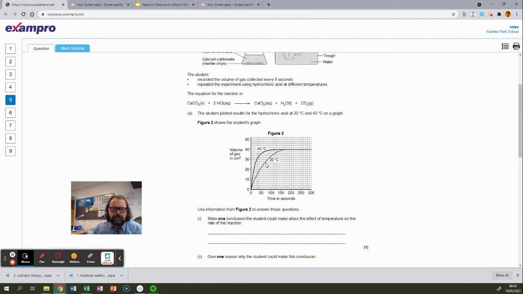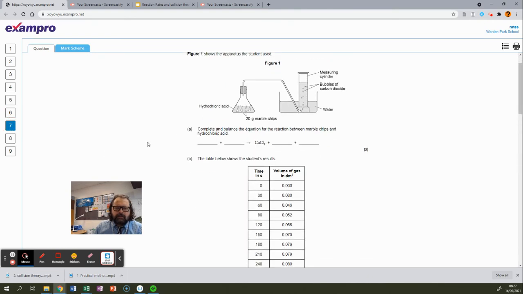And you can see that the 40-degree line is steeper and therefore the reaction is faster, but both lines level out at the same point, and that tells us that only one of the factors, one of the reactants, has changed. If you change the temperature, the concentration of the acid and the surface area of the calcium carbonate and the mass of calcium carbonate, they've all stayed the same. Again, very similar question about these required practicals.